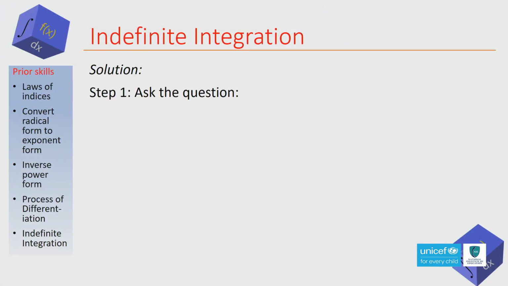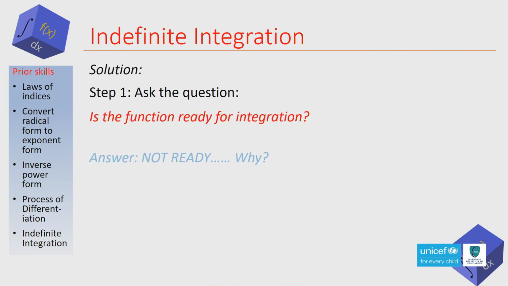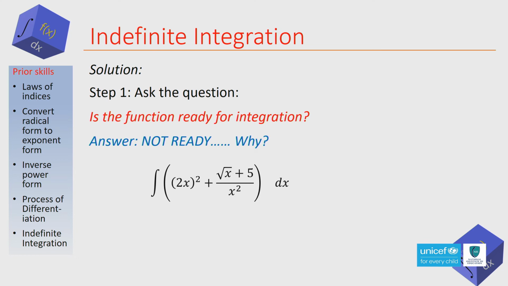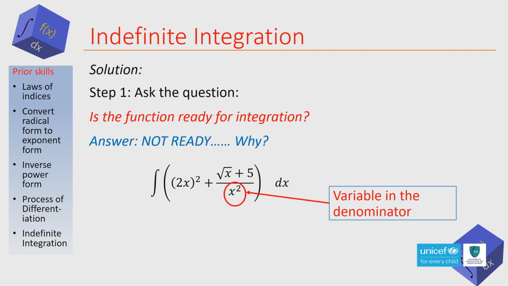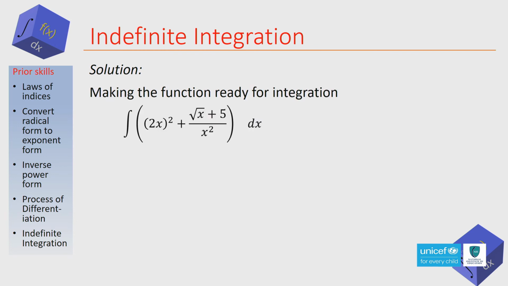So we ask the question, is the function ready for integration? The answer is not ready, because we have many problems, like here we have a bracket to be expanded, here we have a variable inside a root, here we have an x squared which is in the denominator. If you fix all of these, you are going to get the following. For example, 2x the whole thing squared, if you fix it, you will get 4x squared. In here we split this numerator because we have a common denominator. So you write root x over x squared plus 5 over x squared, and remember we haven't done integration, so do not remove this sign. We have only done algebra.